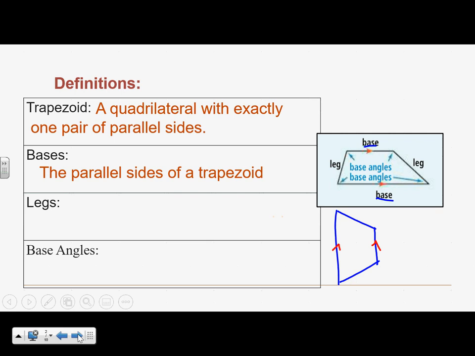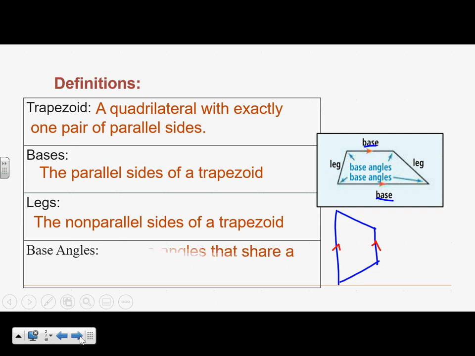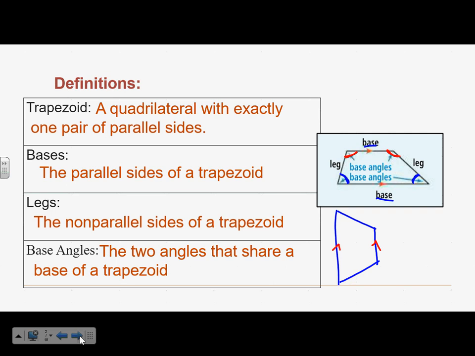The next one, the legs, are the ones that are non-parallel. So they're the other 2 sides that are not parallel. And the base angles. Now this is a little bit confusing. The base angles, the one I want to make sure I tell you is that they're the 2 angles that share the base of a trapezoid, but they kind of come in pairs, and that definition says that. But they're all 4 base angles, but these are base angles to each other, and these are base angles to each other. But I think that's a little bit of a confusing thing to realize that there are 4 base angles, but you kind of want to look at them in pairs.